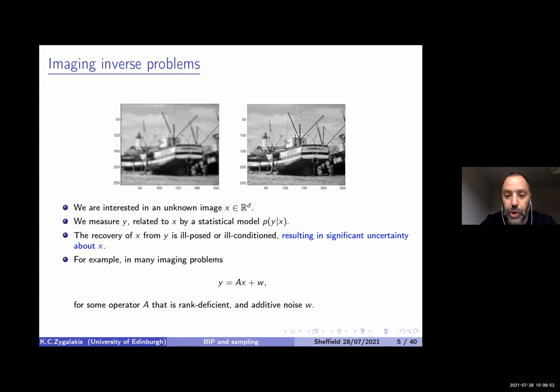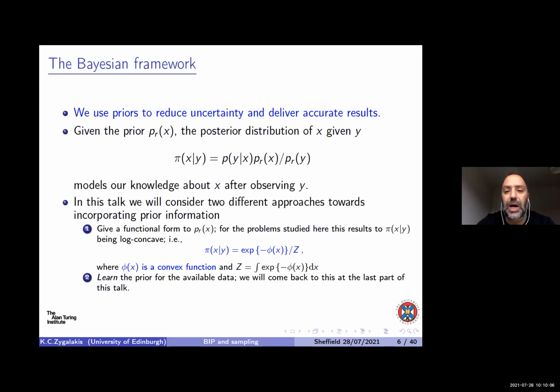So how do we model all of this in the Bayesian framework? As I said, we don't have enough information just from this relationship to fully recover x, because the problem is ill-posed. So in the Bayesian framework we use priors to reduce uncertainty and deliver accurate results. If you're more familiar with optimization approaches, the equivalent of a prior in the variational setting is what people call regularization. We use a prior that incorporates information that we believe is true for the random variable x.